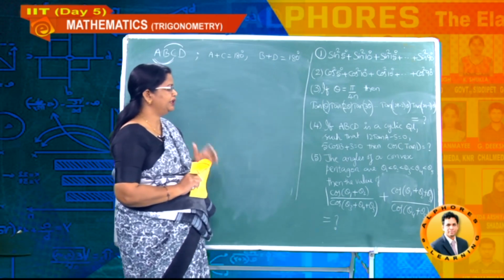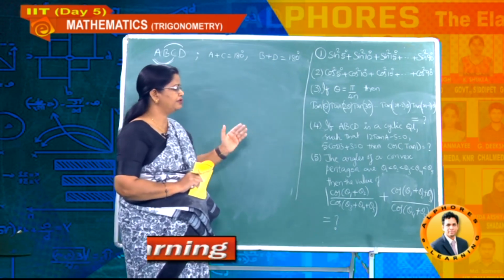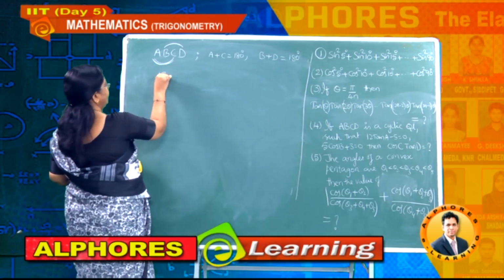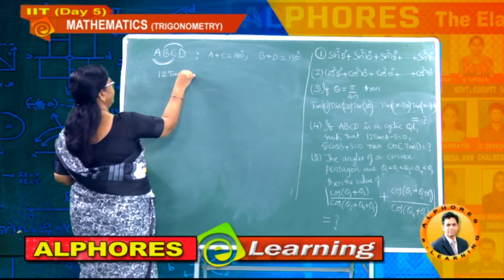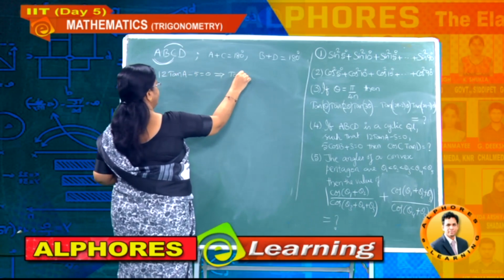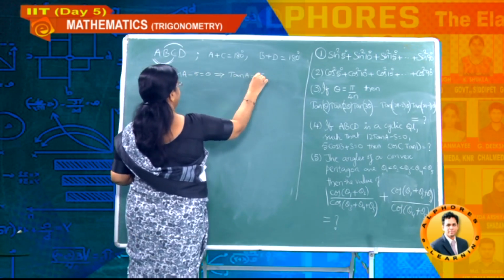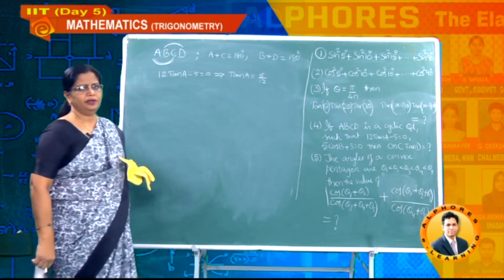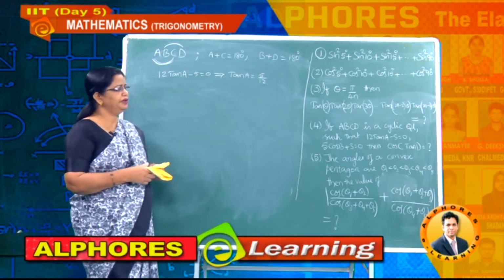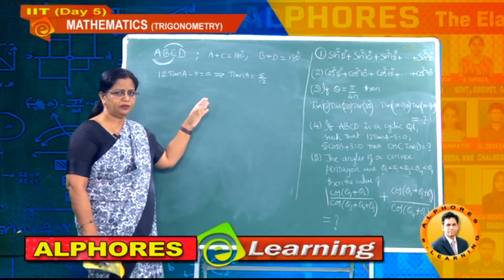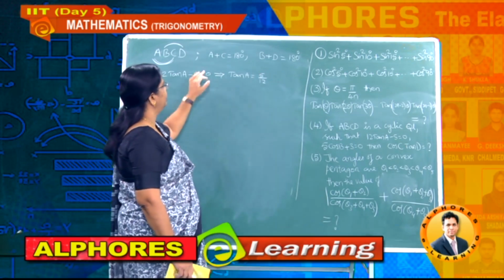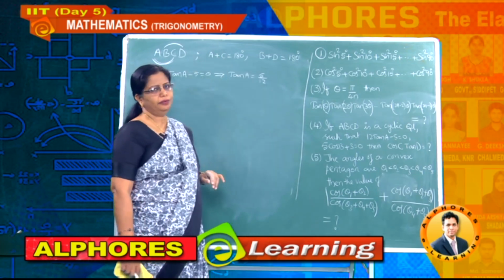Now the first result you observe, they gave 12 tan A minus 5 equal to 0. That implies what is the tan A value? What is tan A here? 5 divided by 12, right? So tan A is 5 by 12. Which type of value is it, positive or negative? Clearly positive. So a positive value you got, and A plus C equals 180.